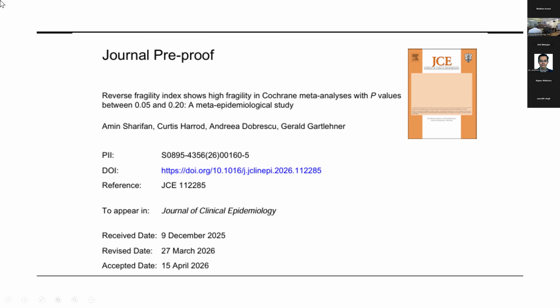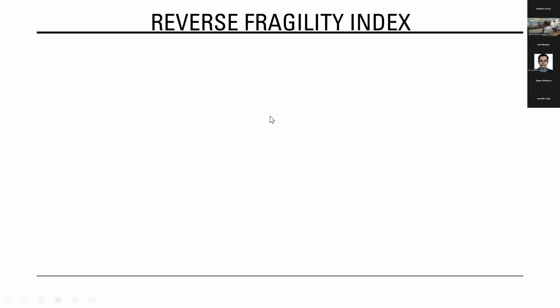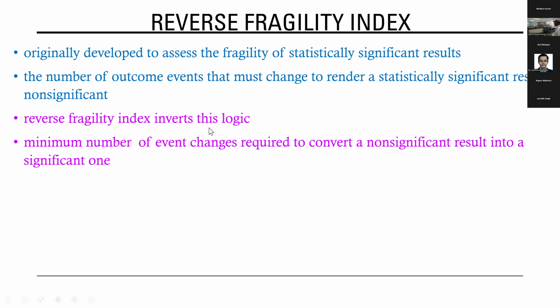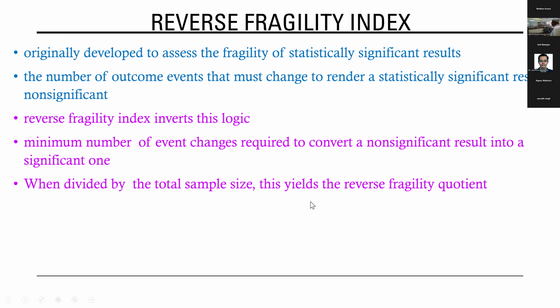So I will not take this in detail, though I have some slides on that. In the interest of time, I will not go into that. But just remember that it's an inverse logic. The number of events to change a non-significant result into a significant one, that's the reverse fragility index. And if I divide that by the total sample size, I get something called fragility quotient. This is reverse fragility quotient.